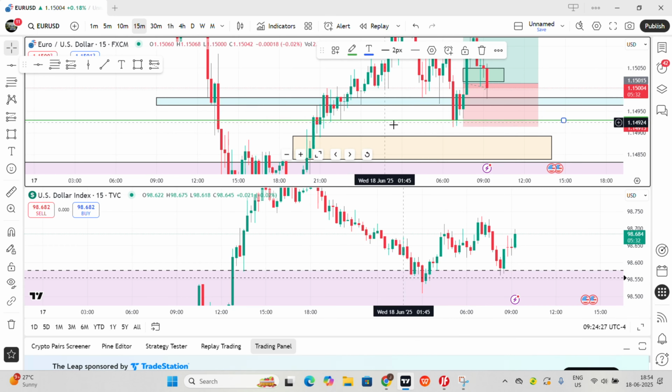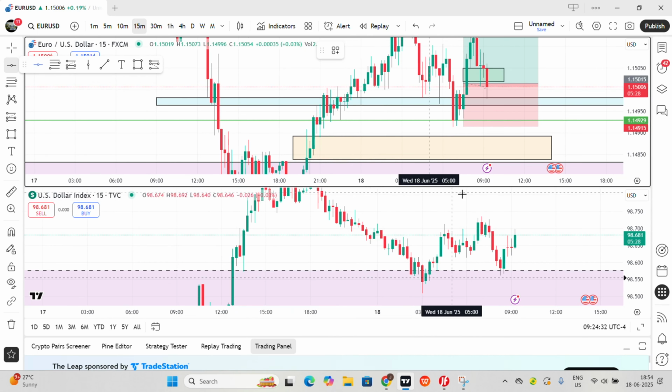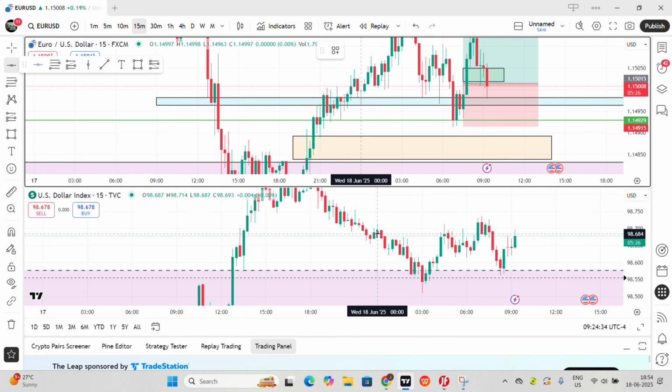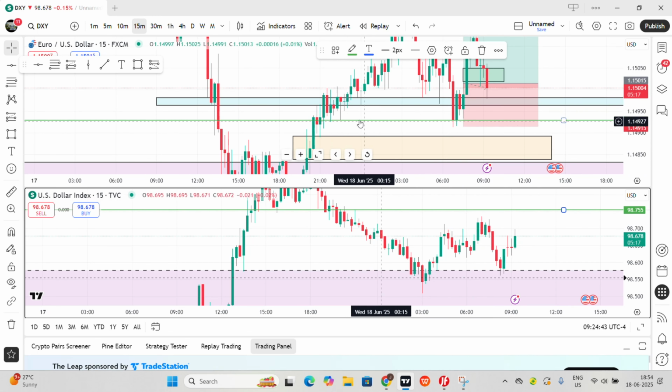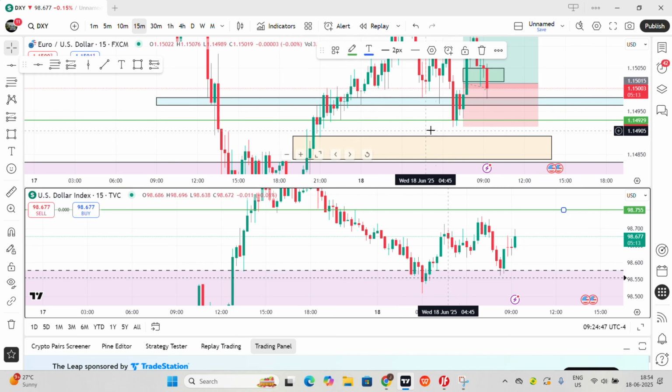The swing low was taken out by this candle, but at the same time it failed to do so in DXY. See right here, it failed to get above this candle. It failed to create a higher high, while at the same time it created a lower low in Euro USD. So that's the logic, that we have got SMT right here.